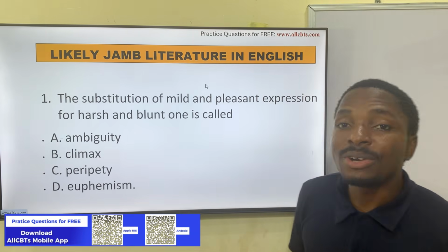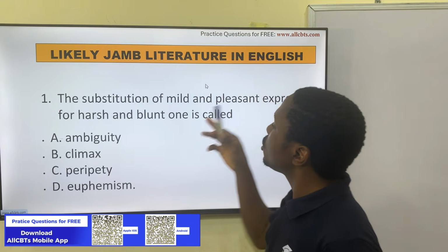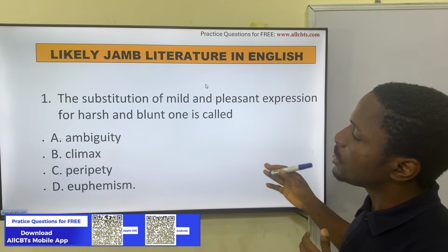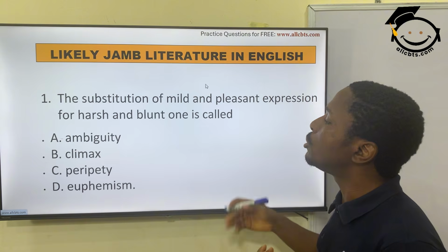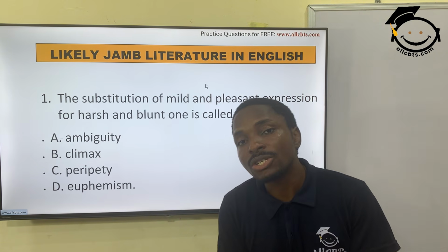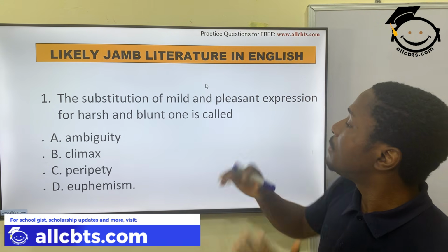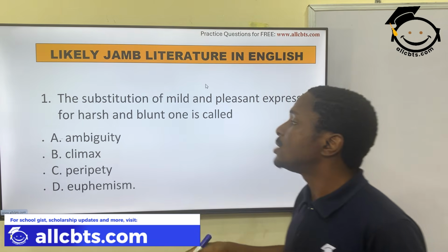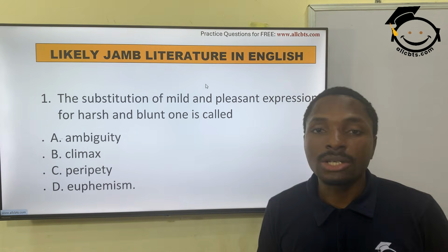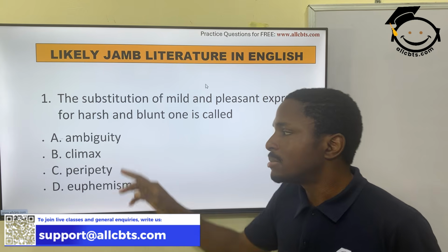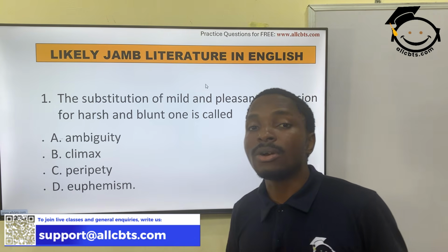Now, we go right into it. The first question: the substitution of mild and pleasant expression for harsh and blunt one is called dash. The substitution of mild and pleasant expression for harsh and blunt one is called dash. You have ambiguity. What's the meaning of ambiguity? Something that is not clear.